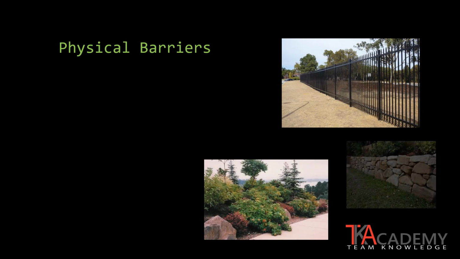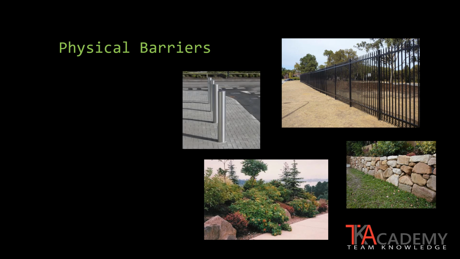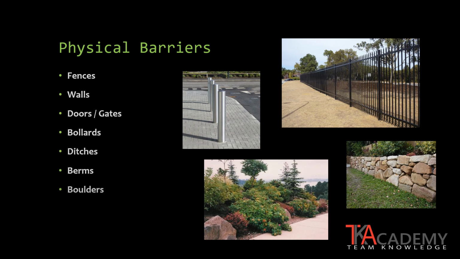Physical barriers come in a wide variety of types. Some of these are intended to prevent certain forms of intrusion while permitting others, such as bollards, which can prevent a car from accessing an area but allow enough space between for a person to walk through. Physical barriers can be fences, walls, doors and gates, bollards, ditches, berms, boulders, and landscaping.